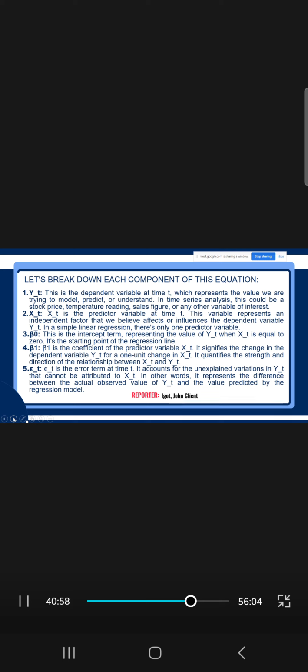And then the fifth is e_t, or the error term at time t. It accounts for the unexplained variations of y_t that cannot be attributed to x_t. In other words, it represents the difference between the actual observed value of y_t and the value predicted by the regression model. Next.